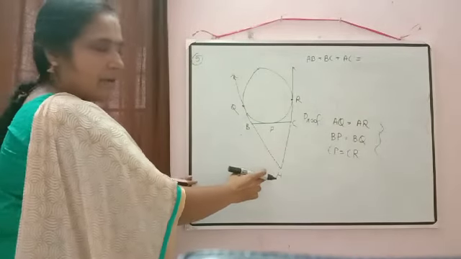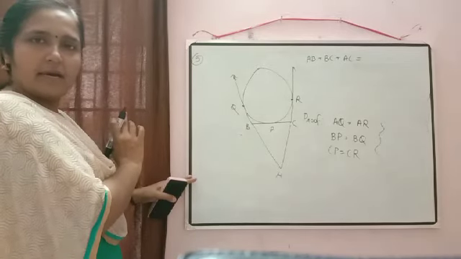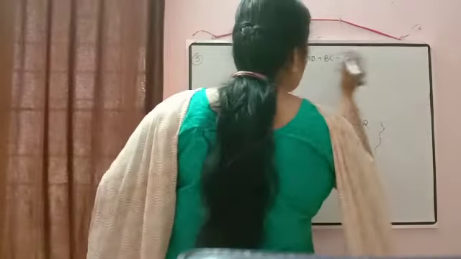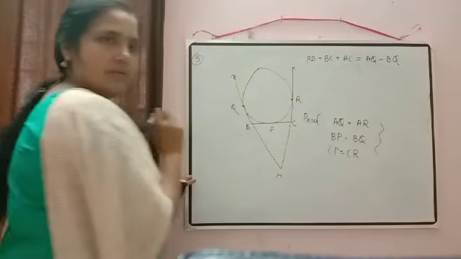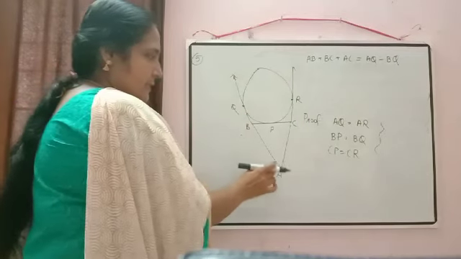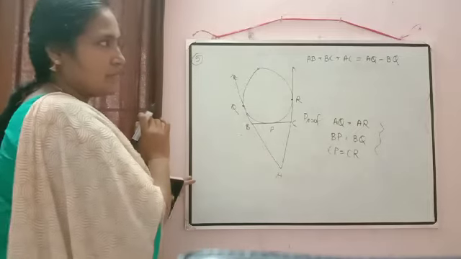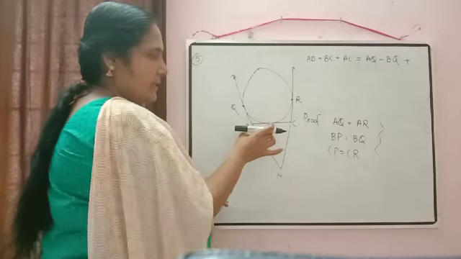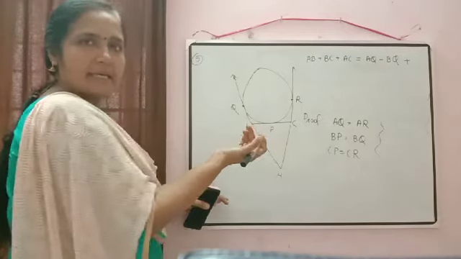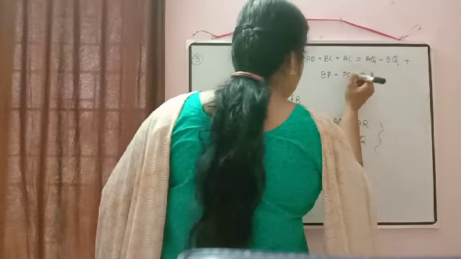AB, how can we rewrite AB? AB can be written as AQ minus BQ, correct? So I am going to write, in place of AB, AQ minus BQ. First one, AB is written in terms of AQ minus BQ. Now BC, how can we rewrite? BC can be written as BP plus PC. No other option there. So BC can be written as BP plus PC.